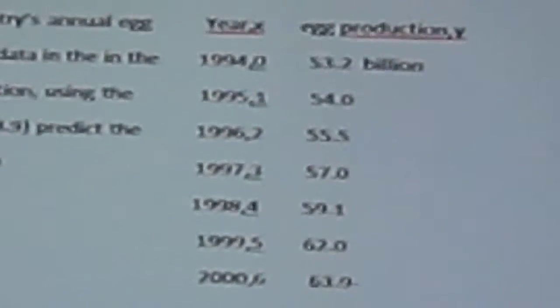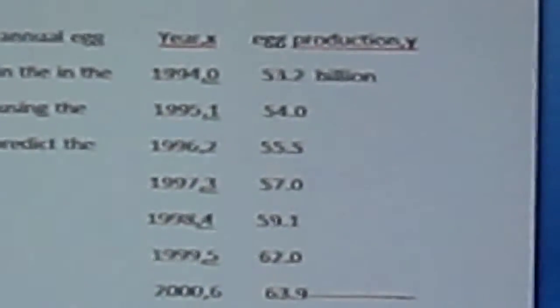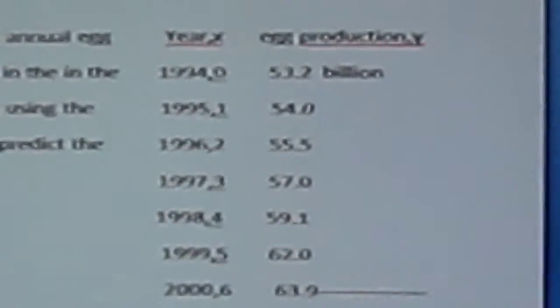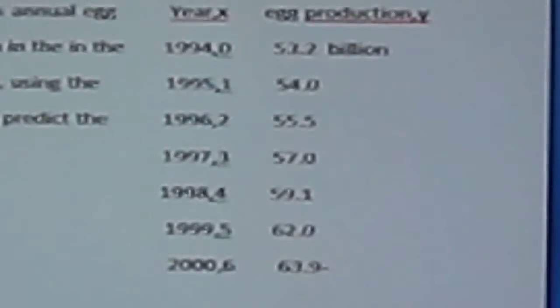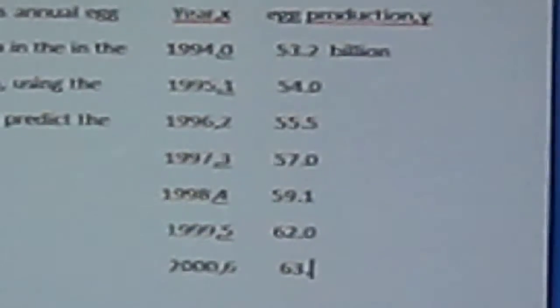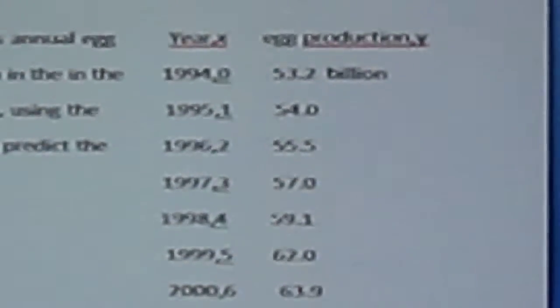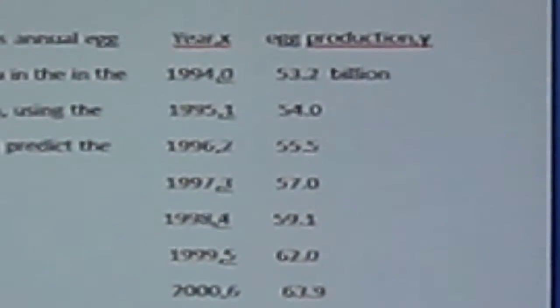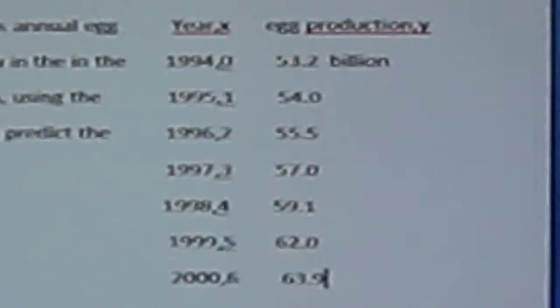Okay, with this chart we actually started in 1994. Now that'll be our x coordinate and it'll be 0. And 1995 will be 1. 1996 will be 2. And so on and so forth. Now the outcome in 1994 is 53.2 billion eggs produced in the United States.